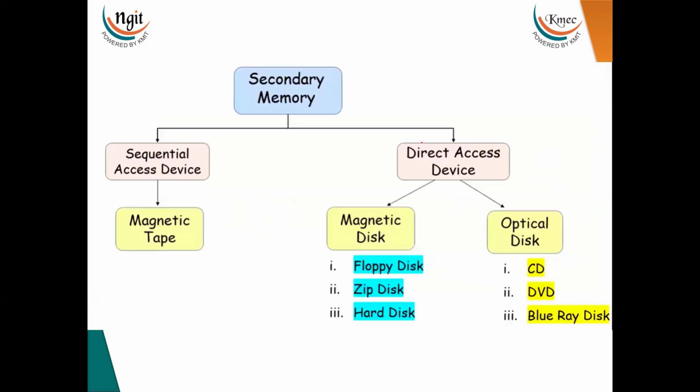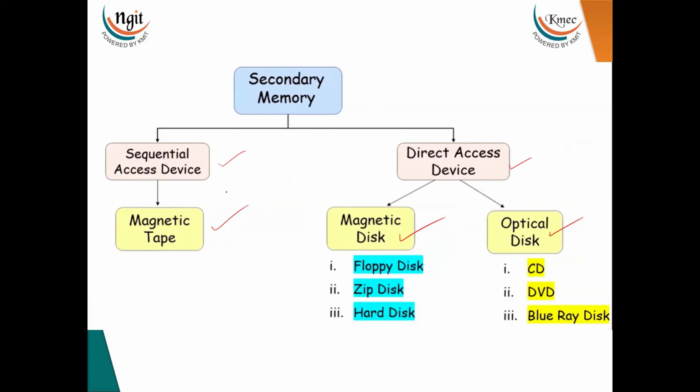Now till now we have studied the magnetic tape, magnetic disc and optical disc. If you see, the secondary memories are divided into two types. One is a sequential access device and another one is a direct access device. Now magnetic tape is the example for the sequential access device.